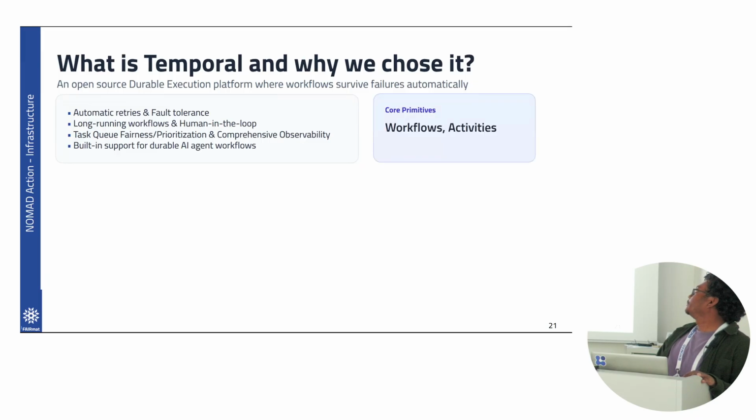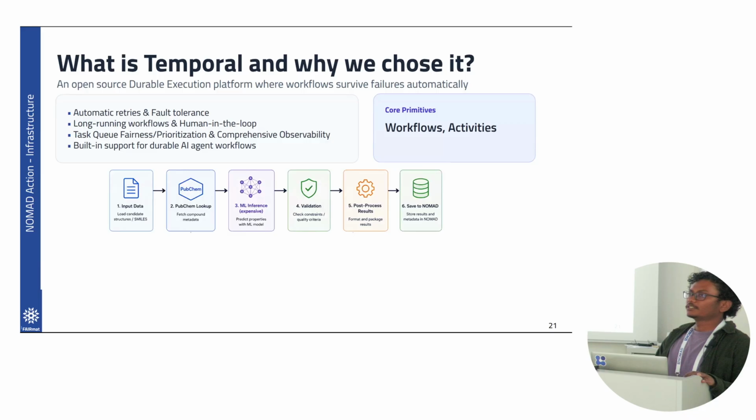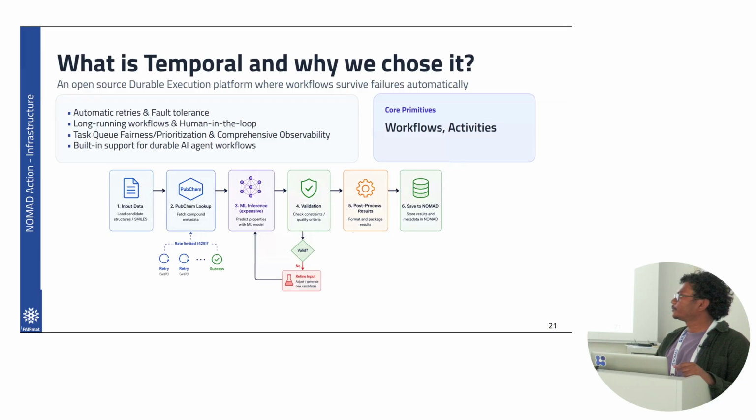There are two core primitives here, workflows and activities. So workflows orchestrate the activities, so each one of these blocks would be an activity, and then the workflow decides what steps to run. For example, the workflow can have an additional if condition, whether if the validation fails, you can retry the inference step. And this is something Temporal also provides, so you can have a retry policy at each activity level. So for example, if PubChem decides to rate limit you, you can retry it a couple of times so that the whole workflow doesn't fail just because PubChem decides to rate limit you.